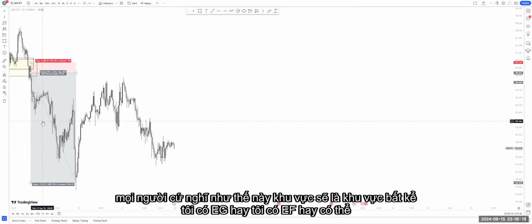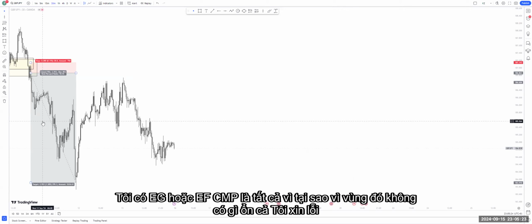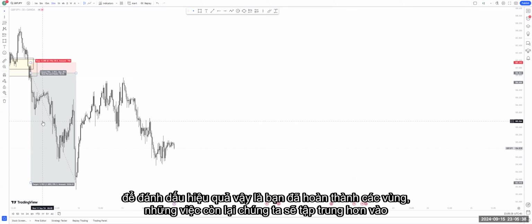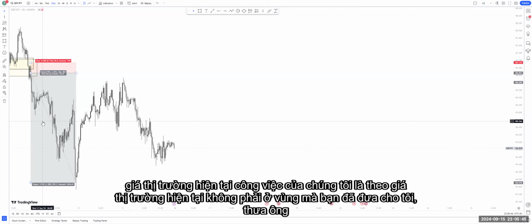Just think like this, guys. The zone is just going to be a zone. No matter if I have EG or EF, CMP is everything. Because zone is nothing. I'm sorry to say this, guys, but zone is nothing. A zone is just, if you know how to mark EG and how to mark EF, you're done with the zones. The rest of the things, we're going to put more focus on the current market price. Our work is at the current market price, not at the zone. You got me?